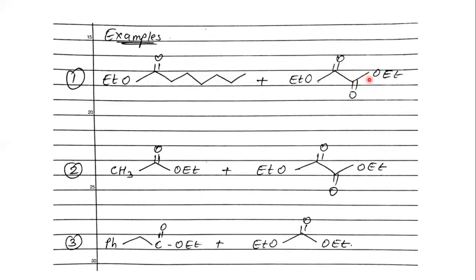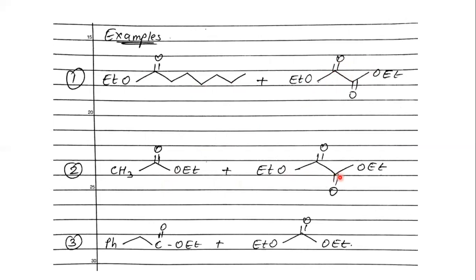The other ester molecule, if you can see, has no alpha hydrogen. So by default, this is going to act as the electrophile. Now you will ask me, sir, which carbon is going to act as an electrophile? This is a symmetrical molecule. So even this carbon can act as an electrophile, and even this carbon can act as an electrophile. Both the centers can act as an electrophile, because this being a symmetrical molecule, you can choose any carbon and do the reaction on that carbon.